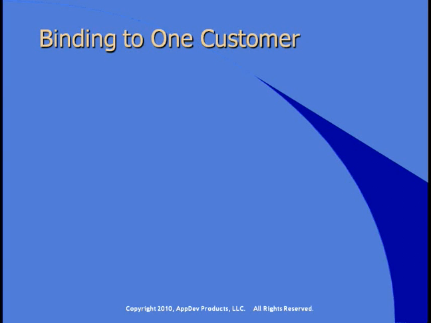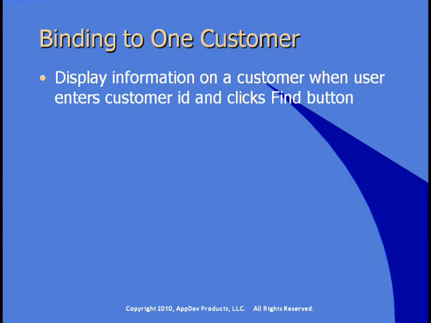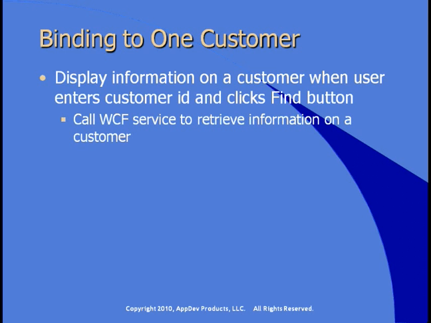What if you just want to bind to one customer? I mean, clearly if you call your credit card company, they don't pull up a list box with every single one of their customers and then scroll down to find you. No, they ask for a unique identifier, like your credit card number or something like that. So we'll see an example of that. The window is going to pop up empty, then you enter a customer ID and click the Find button, then the code is going to call the WCF service to retrieve the information on that customer and display it in a grid.